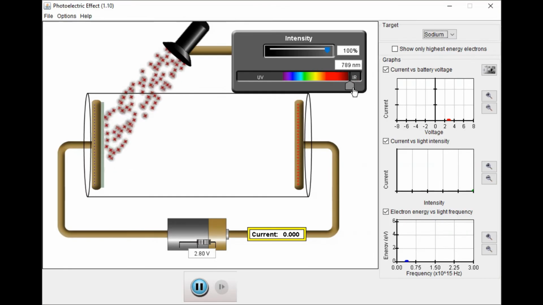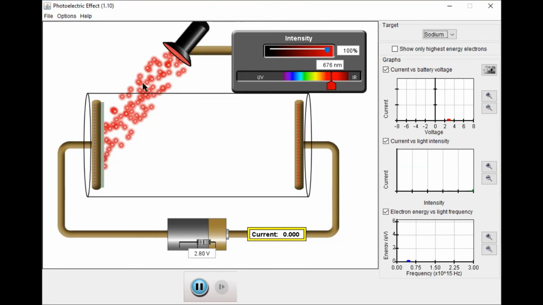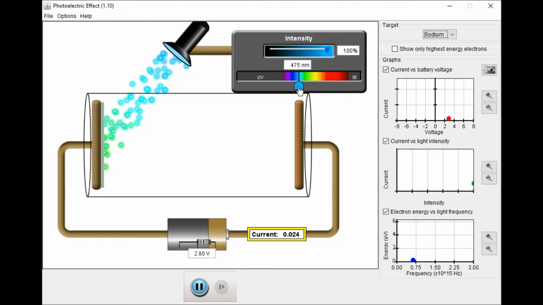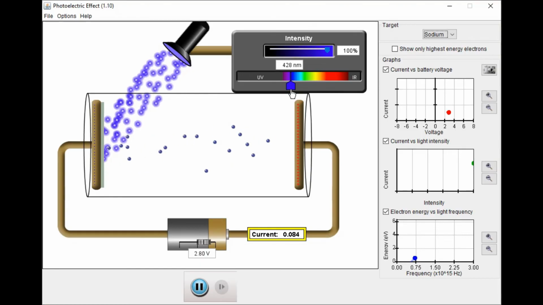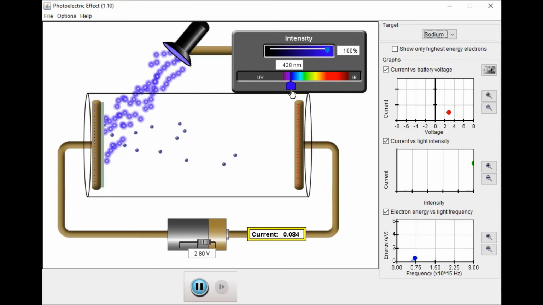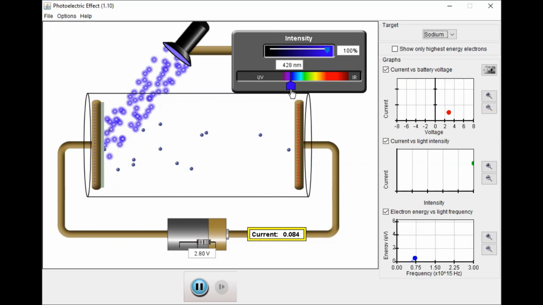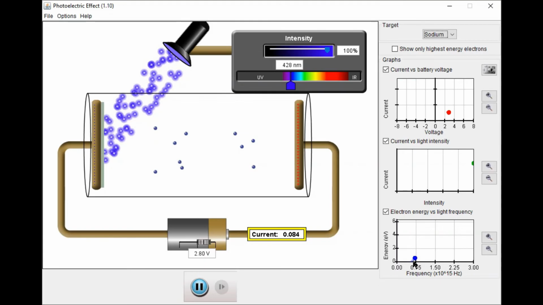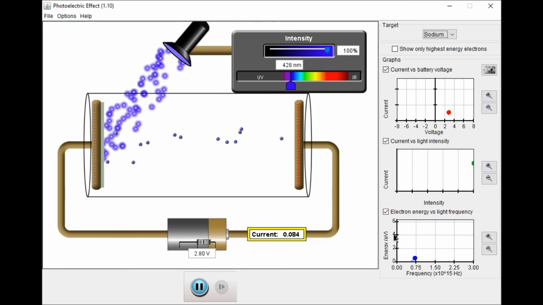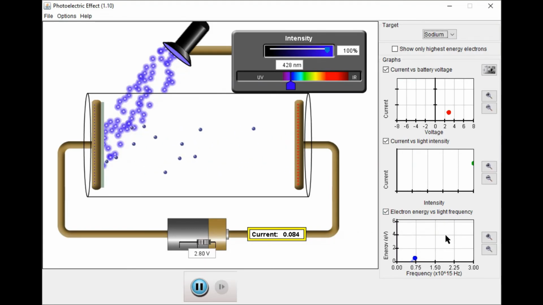As I start to increase the frequency, we're looking here as I'm increasing the frequency, but we're also looking down here at how the graph changes. As I increase the frequency, there's going to be a point at which, for sodium, these photons have done enough work to eject those electrons. And you see in the graph that the electron energy was enough to be ejected, and we start to see the energy increase on the vertical axis here.